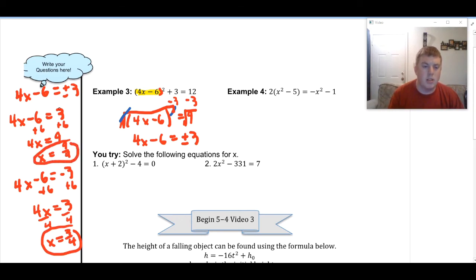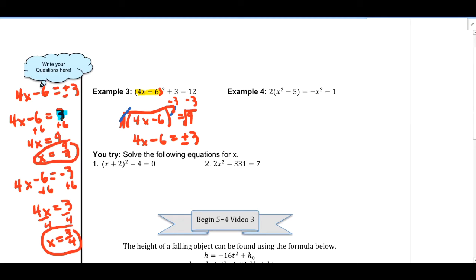We got those two answers because one time we looked at taking the positive square root, and one time we looked at taking the negative square root.